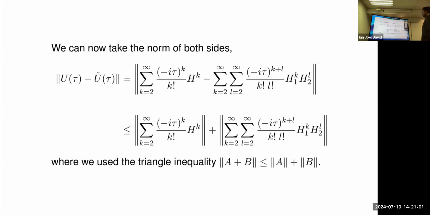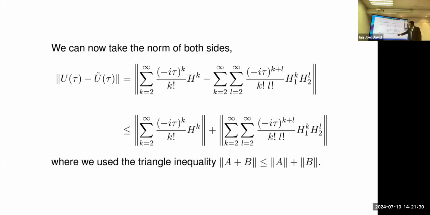Okay, so because you want to bound the precision, you need to take the norm of both sides. And now you're left with this extremely big expression, which you need to do some simplification on. So the first thing we would do is apply the triangle inequality, because if we apply the triangle inequality, we can say that this difference is bounded by the norm of this term plus the norm of this term, which is what you see here.